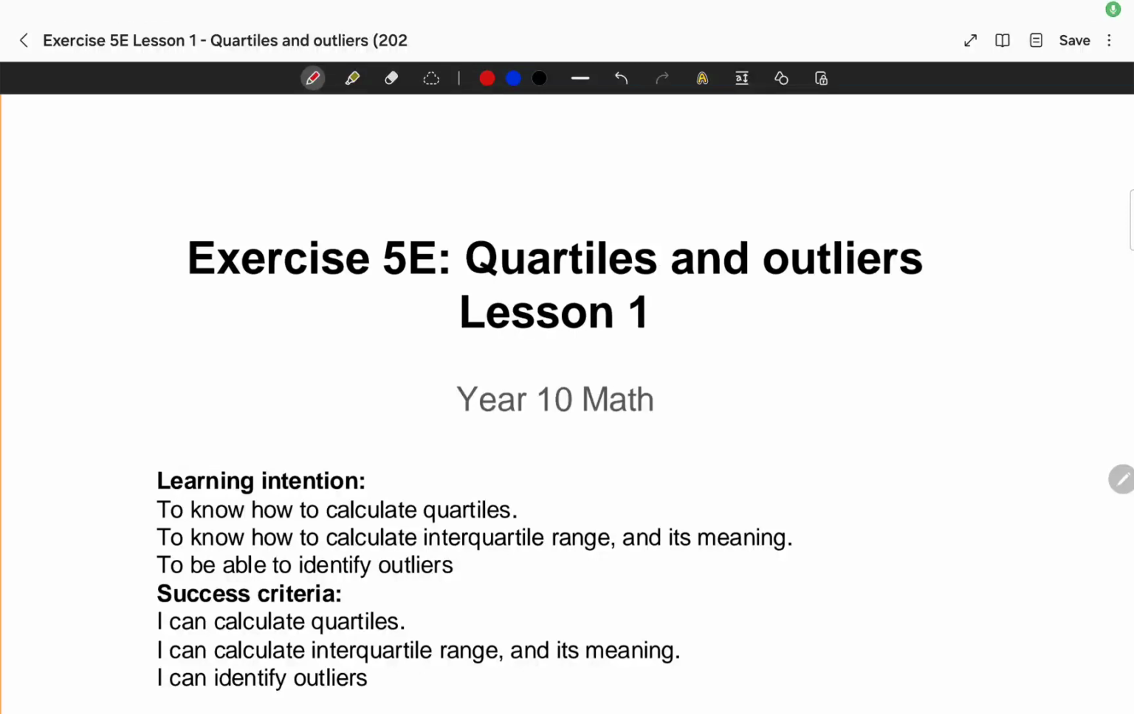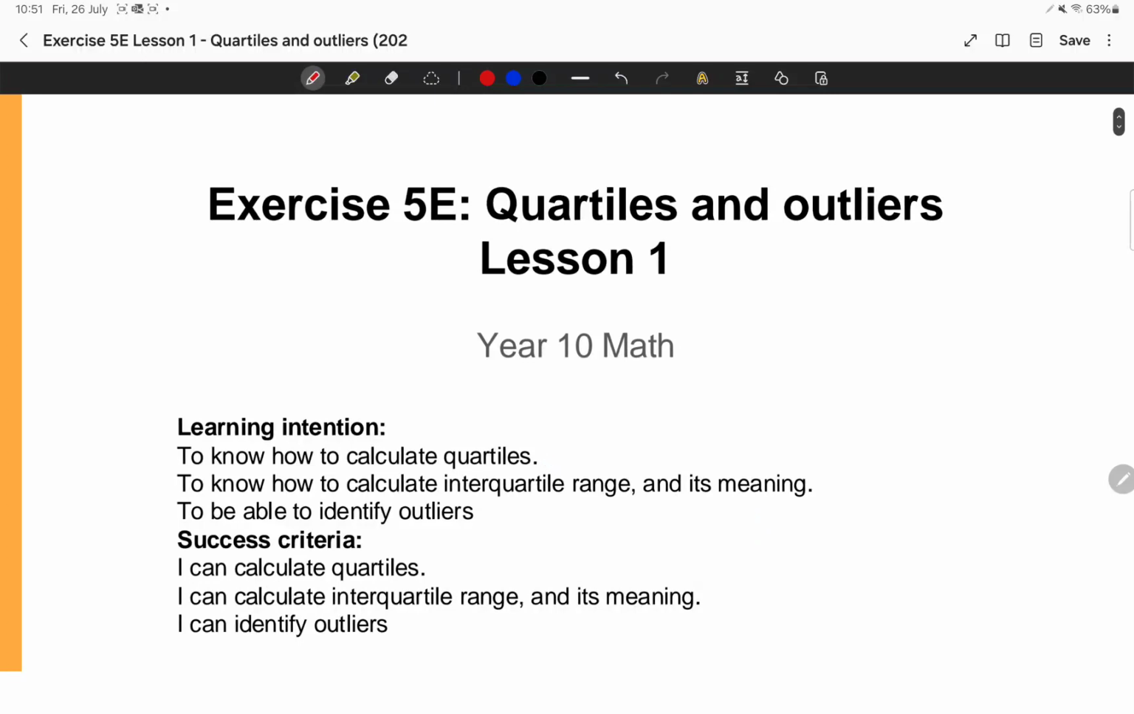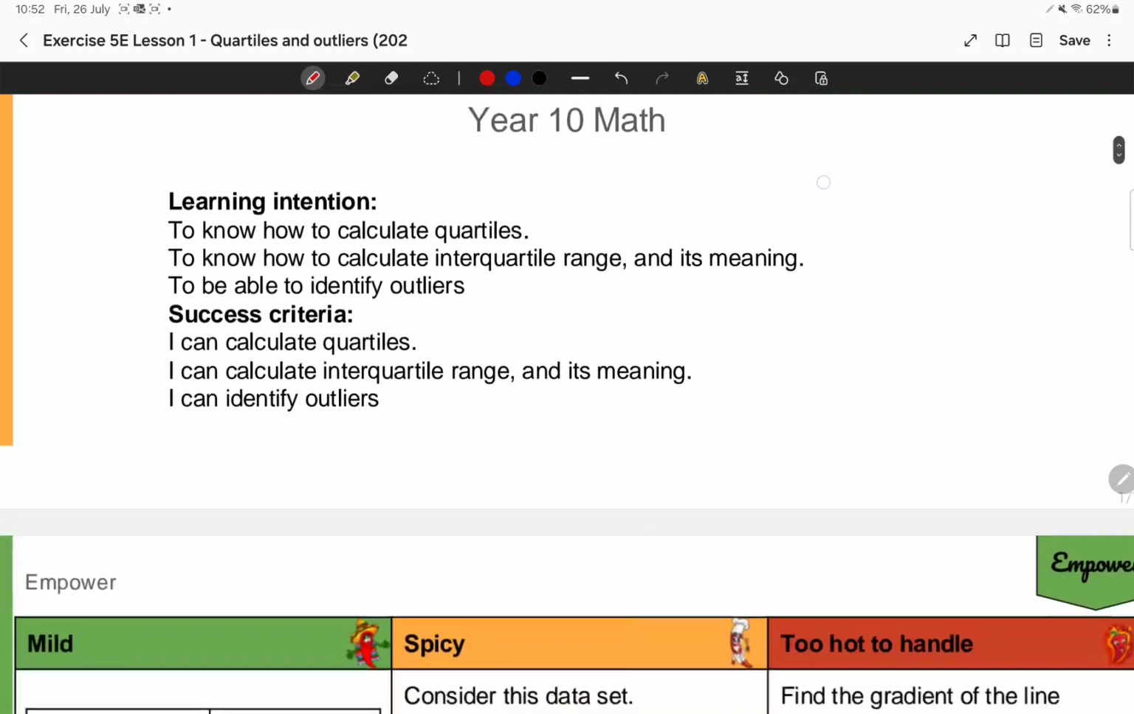All right, so welcome to exercise 5E. This is for quartiles and outliers. The lesson intention for today is to know how to calculate the different quartiles, to calculate interquartile range and its meaning, and to be able to identify the outliers, and of course success criteria to be able to do those different things.